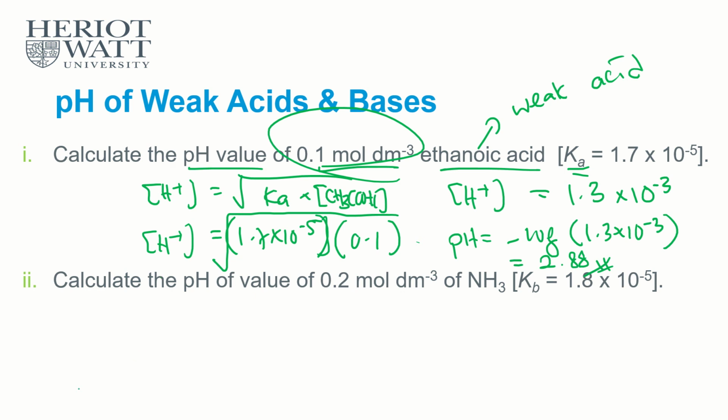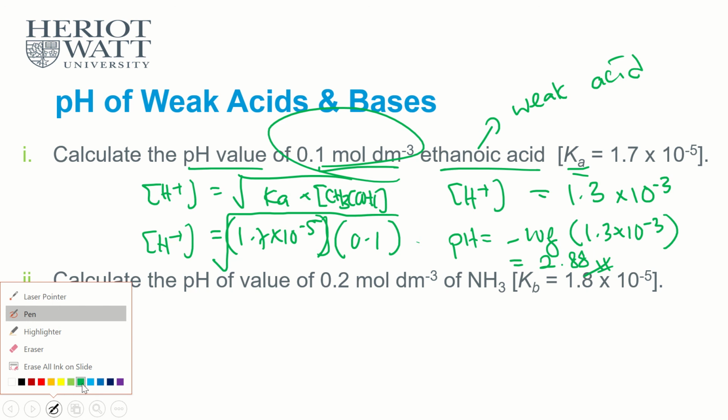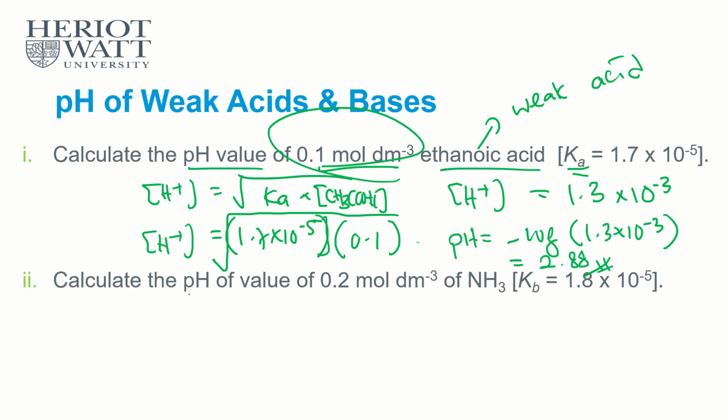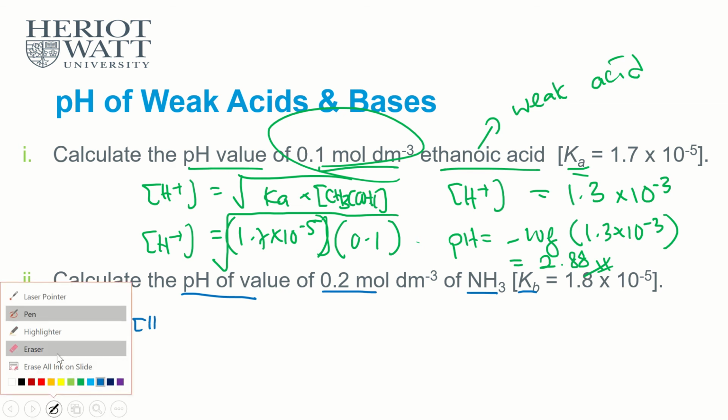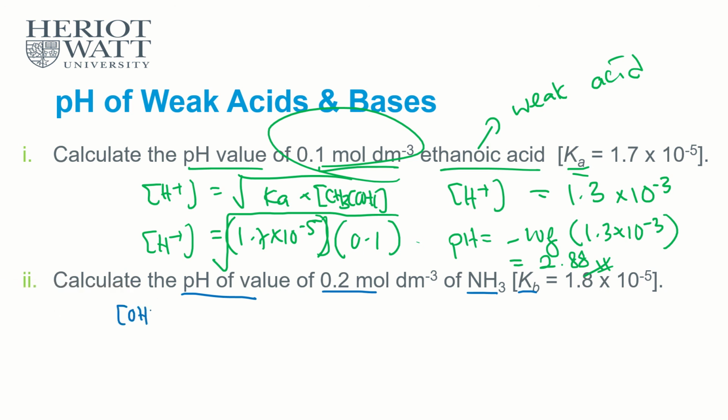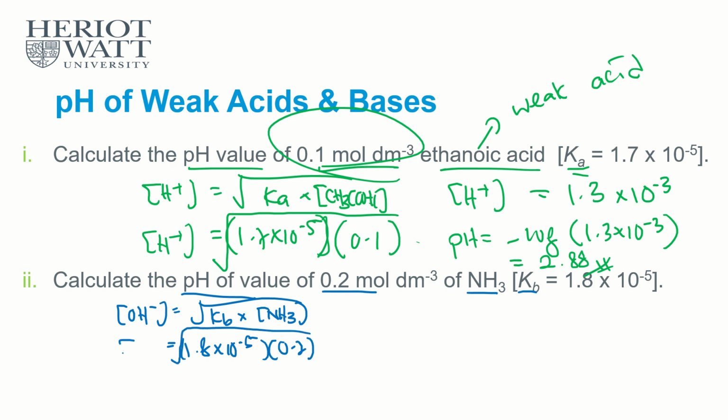All right, strong base. Calculate the pH value of 0.2 molar of ammonia. Kb is given. So what is the formula? Concentration of OH minus equals the square root of Kb multiplied with the concentration of the original base. So sub in the value, 1.8 times 10 to the power negative 5, multiplied with ammonia, which is 0.2, the original concentration. And then you square root the whole thing, you will get the OH minus.